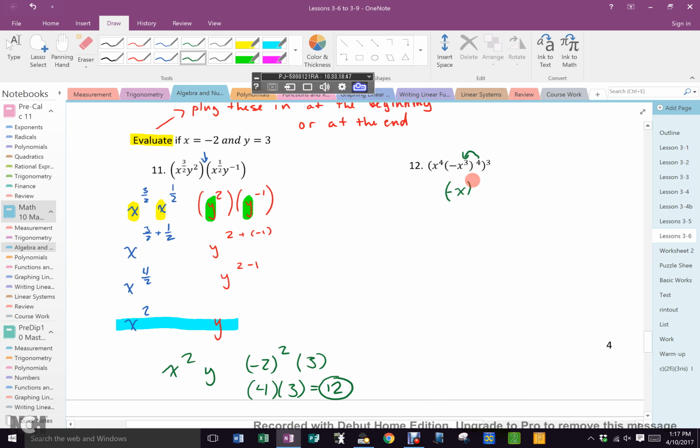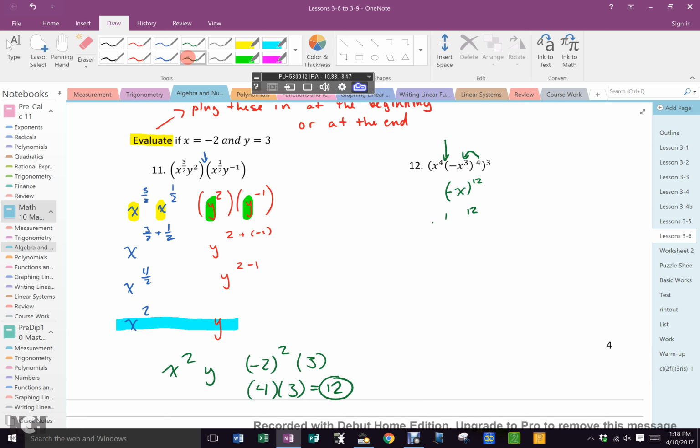How many times? 12. If a negative repeats an even amount of times, what do I get? A positive. So what is going to happen to this negative x to the 12th? It's really positive x to the 12th, isn't it? Does everyone agree? So here I have x to the 12th. What's this guy? X to the 4th. What math is happening right there?